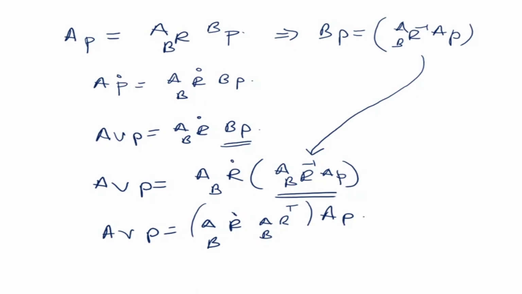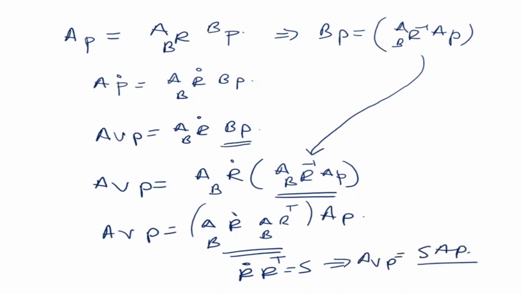This is what we are getting here, and we are seeing that this matrix R dot into R transpose is what we call S. So what we are seeing here is that AVP is equal to S into AP. This basically means that this point which was in frame B, and frame B is rotating with respect to frame A, will have an angular velocity which is related by this matrix R dot into R transpose, which is a skew symmetric matrix.